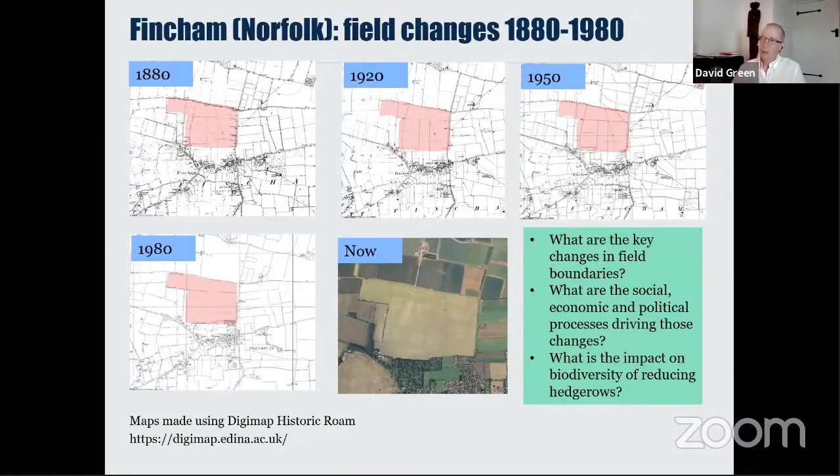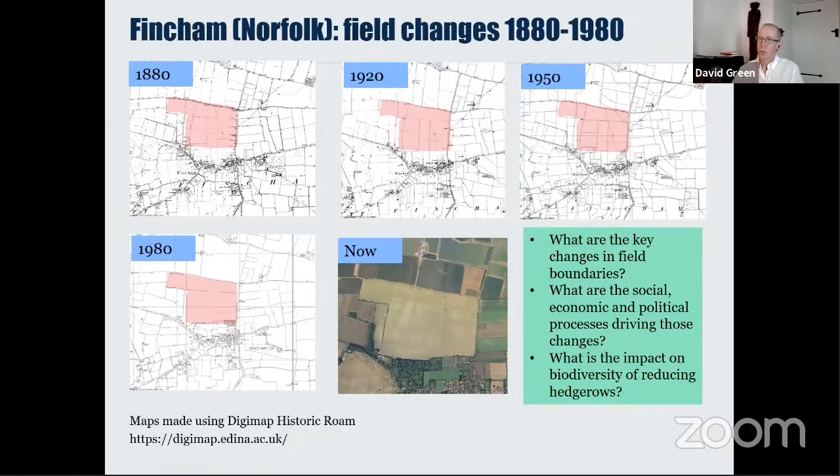In 1980, next to it, the field was more or less in its current shape. But 100 years prior to that, in the top left-hand side, you'll see that large field was actually made up of several much smaller fields. That was also true of 1920, so we're following this through over time. And it was also true of 1950, but sometime between 1950 and 1980, things changed. So the question is, what changed?